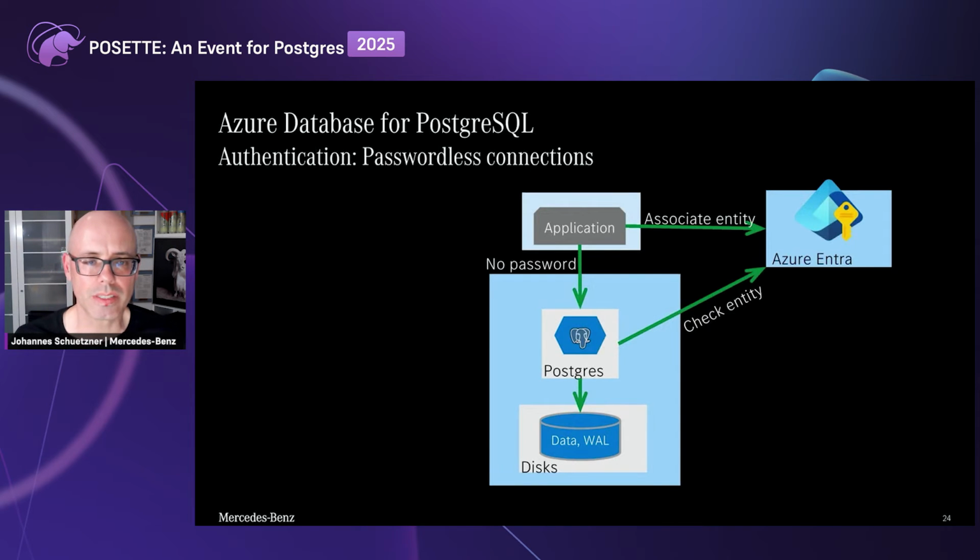Okay, so let's take a closer look at the passwordless connection. And here you can see at a high level how it works. The application does not provide a password anymore when connecting to the database, but rather the application is associated with an entity in Azure Entra, the managed identity that we'll talk about. And then when the application connects, it provides a token internally, and then Postgres can check with Entra, okay, does this token belong to the application, and is it valid? And if so, then the connection and the access is granted.